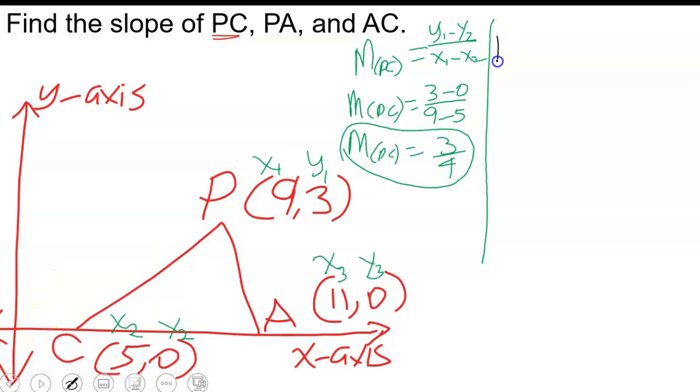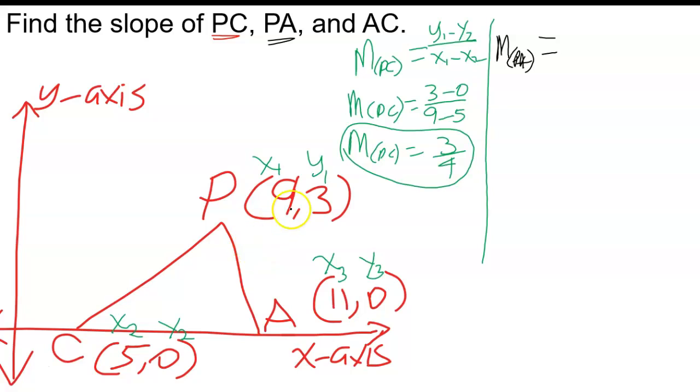To find the slope of PA, we do the same thing. We can look at the slope of PC first. We see it's rising from left to right, so we know it's positive and our answer is positive. That's how you can check your answer.